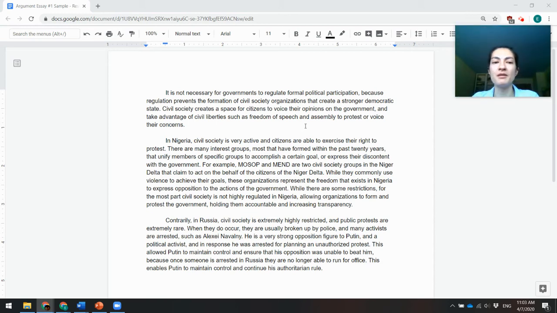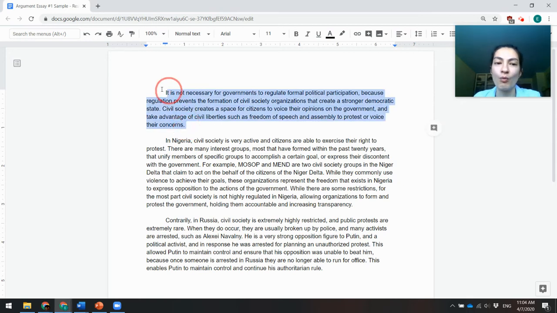And then they go on to say, "because regulation prevents the formation of civil society organizations that create a stronger democratic state." That right there, I think, is all that they need to do in order to get the thesis point. But they're actually going to go on and strengthen the reasoning in a way that I find really compelling, and in a way that I think structures the rest of the essay and foregrounds the rest of their argument really nicely by saying, "civil society creates a space for citizens to voice their opinions on the government and take advantage of civil liberties such as freedom of speech and assembly to protest or voice their concerns."